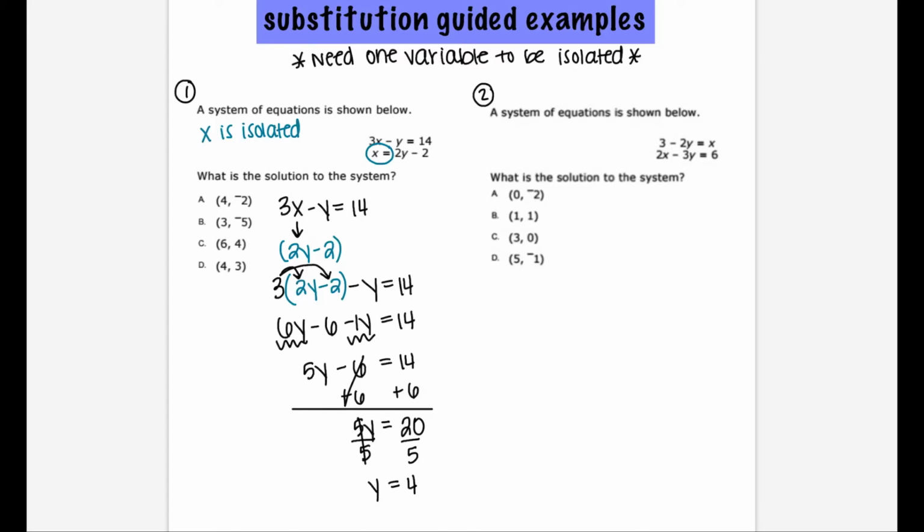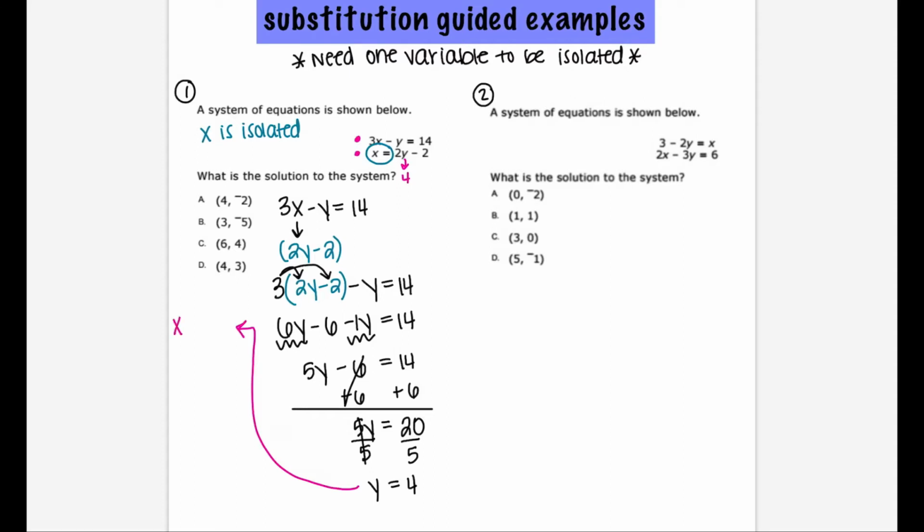All right, so now we know that y is 4. So if we know that y is 4, we can plug this in to one of these equations that we started with, either one of them. I'm going to plug it into the second one because now we want to know what x is. So since that second equation says x equals, that means it'll be a little bit easier if I plug in 4 for that y right there.